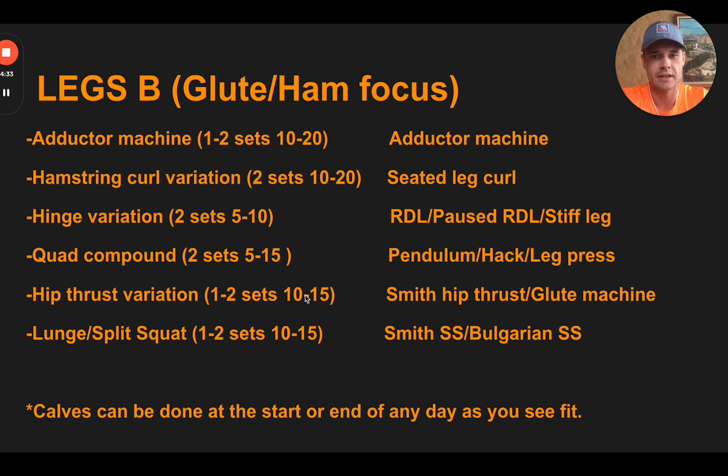1 to 2 sets, 10 to 15 reps, and then we'll finish off again with a lunge or split squat variation. Smith machine split squat, a Bulgarian split squat, something along those lines. You're going to get a little bit of a tie-in of quads and glutes with this.